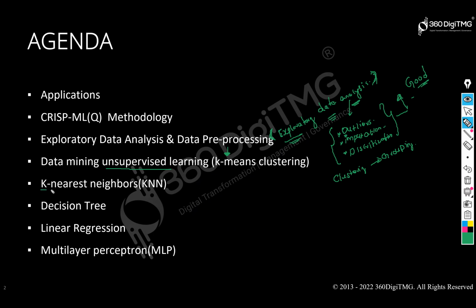Then KNN, K nearest neighbor. So this is clustering, this is not model building. This is clustering, we are grouping it. After grouping it, now we start doing the model building. We will learn K nearest neighbor.